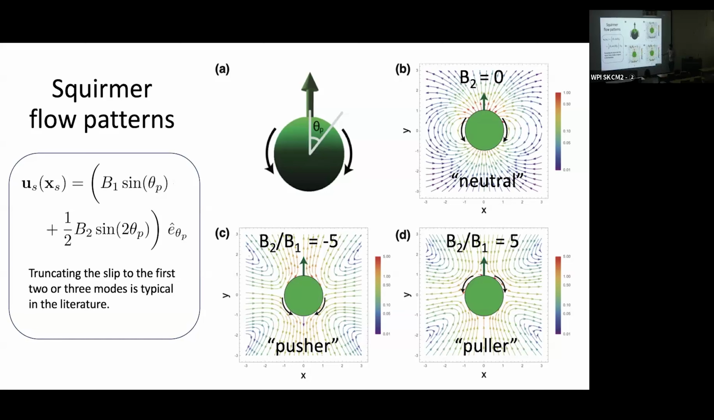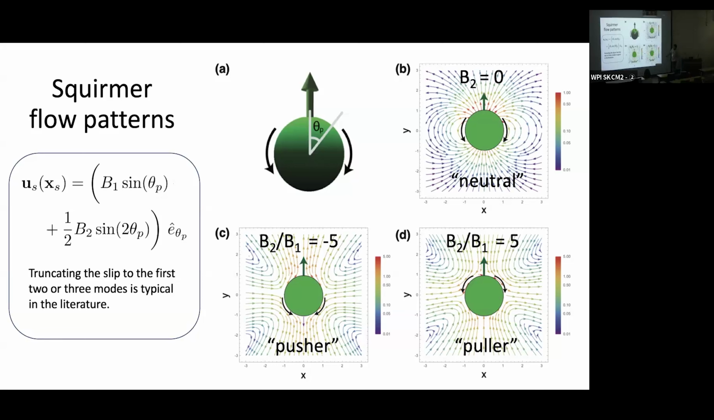That gives you what's called a puller because all the actuation, the interfacial pumping, is towards the front of the particle. Hence the name puller. It's pulling itself through liquid. Conversely, if you have a negative ratio, then you're enhancing the slip in the back. So all the swimming actuation is in the back. It's like it's pushing itself through liquid.